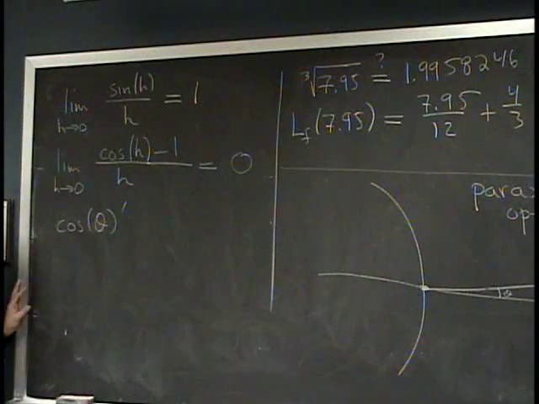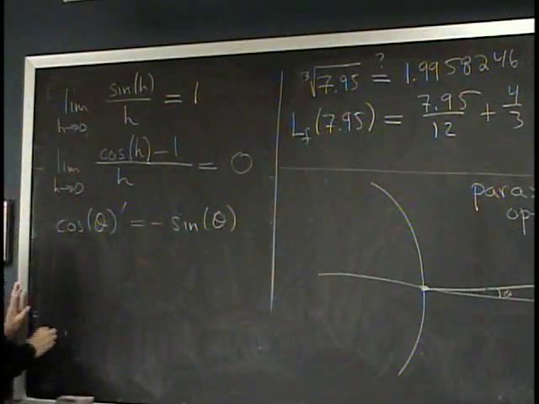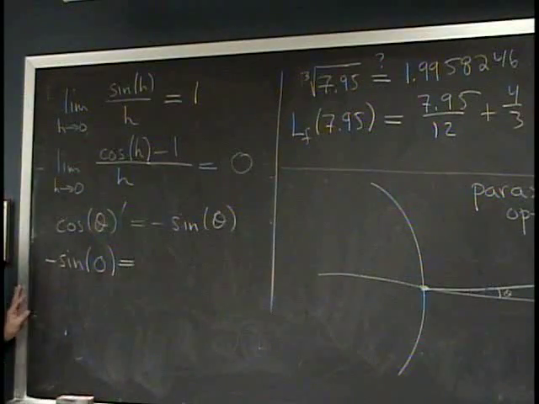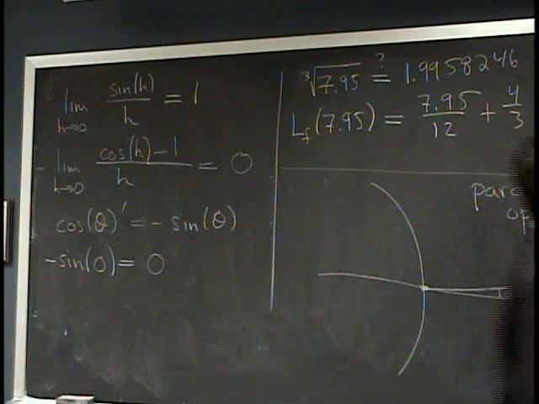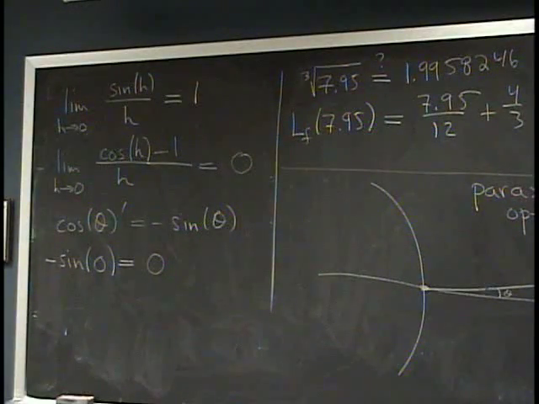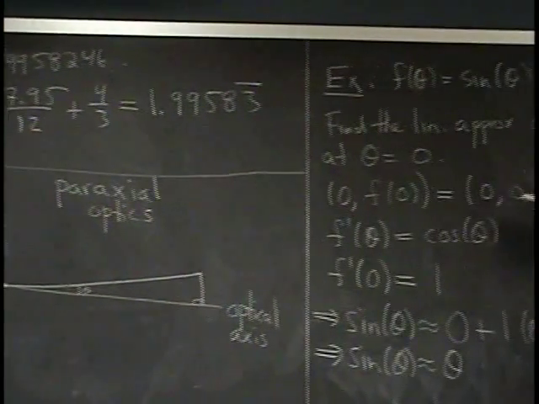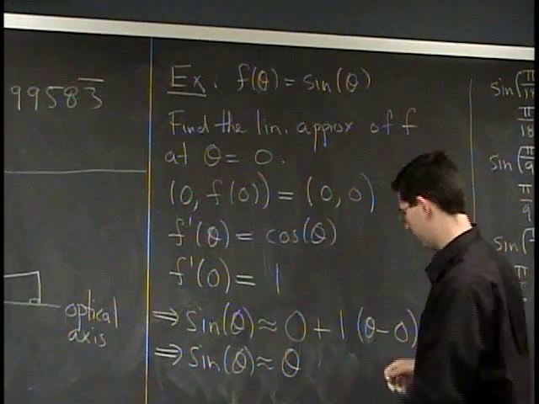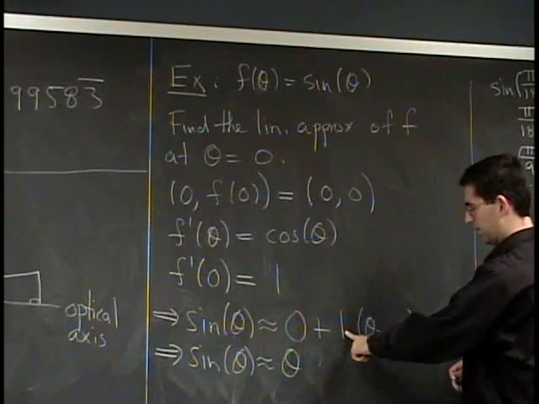Say theta. What's the derivative of cosine of theta? Negative sine. And what's negative sine of 0? It's minus 0, which is 0. So if we were going to do the same computation and find the linear approximation for cosine of theta at 0, what are we going to get? Well, f of 0 is going to be 1. So you're going to get a 1 instead of a 0 here, plus, well, the slope is now 0.